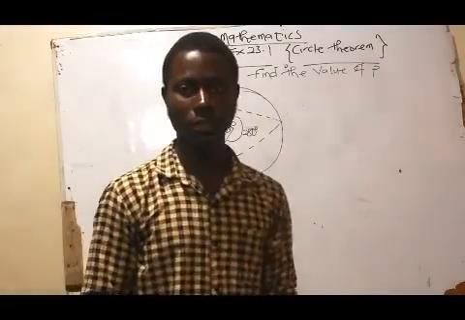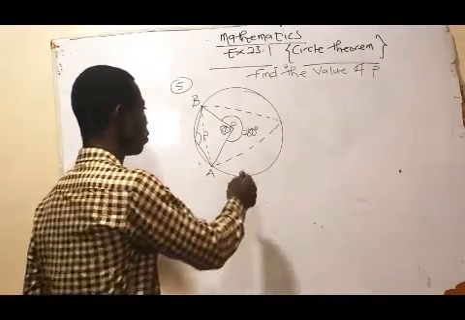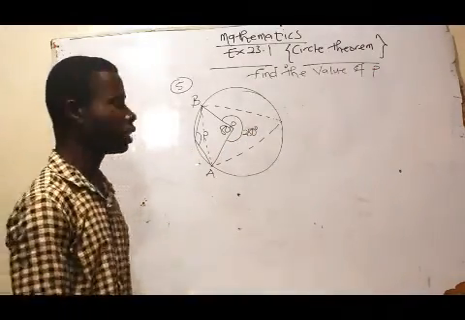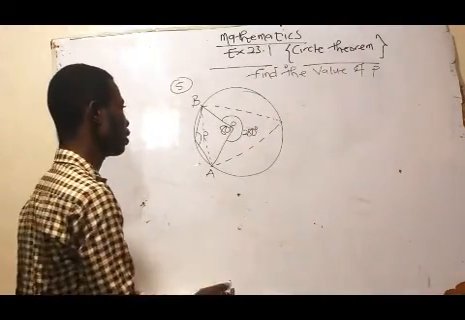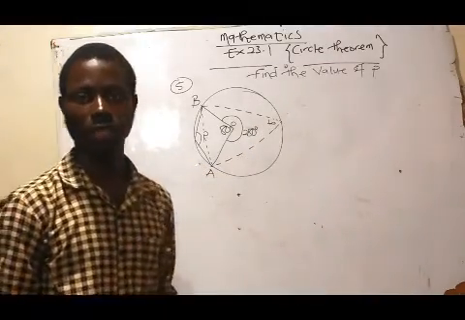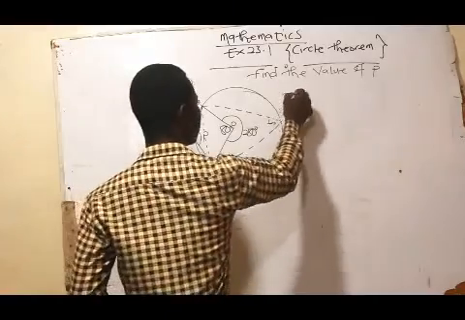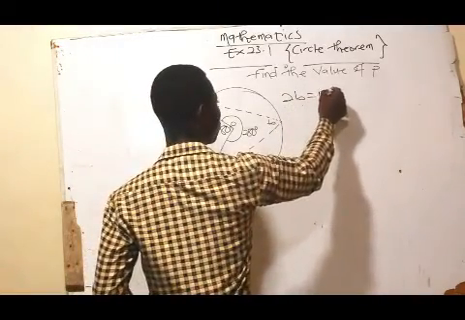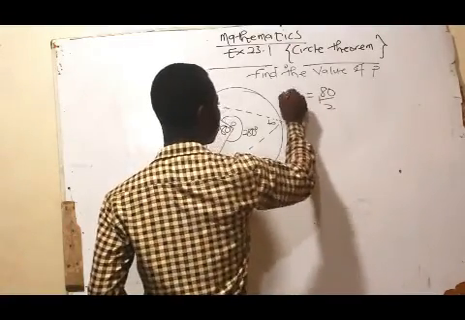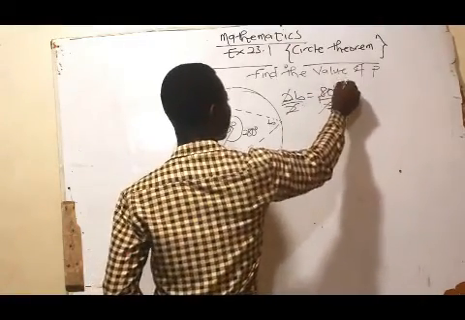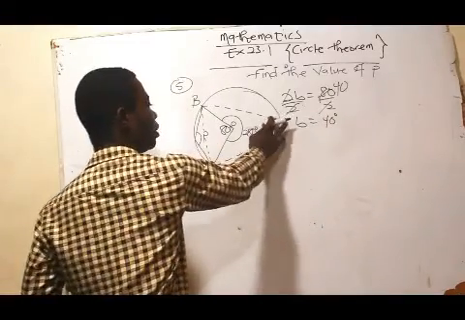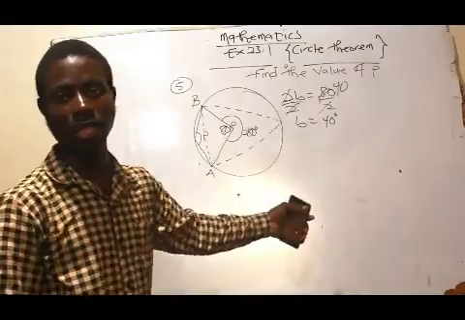Now this 80 degrees is twice the angle this chord subtends at the circumference of the circle. Let's assume we have an angle B here. Then twice B is equal to 80 degrees. We divide this by 2. So B gives us 40 degrees. So the angle B we see here is 40 degrees.